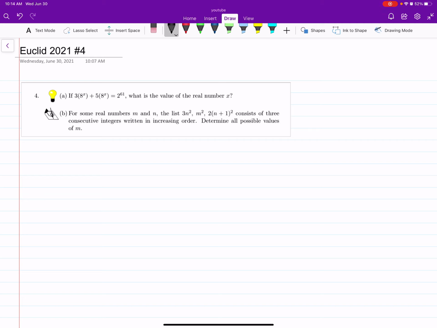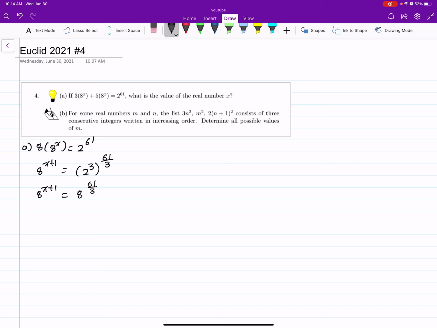Straight off, we can simplify this to 8 times 8 to the power of x is equal to 2 to the 61. And 8 times 8 to the power of x would just be 8 to the power of x plus 1. Since we want the same base, we can write 8 as 2 to the power of 3, so we have to divide the original exponent by 3. Now we have 8 to the x plus 1 is equal to 8 to the 61 over 3.